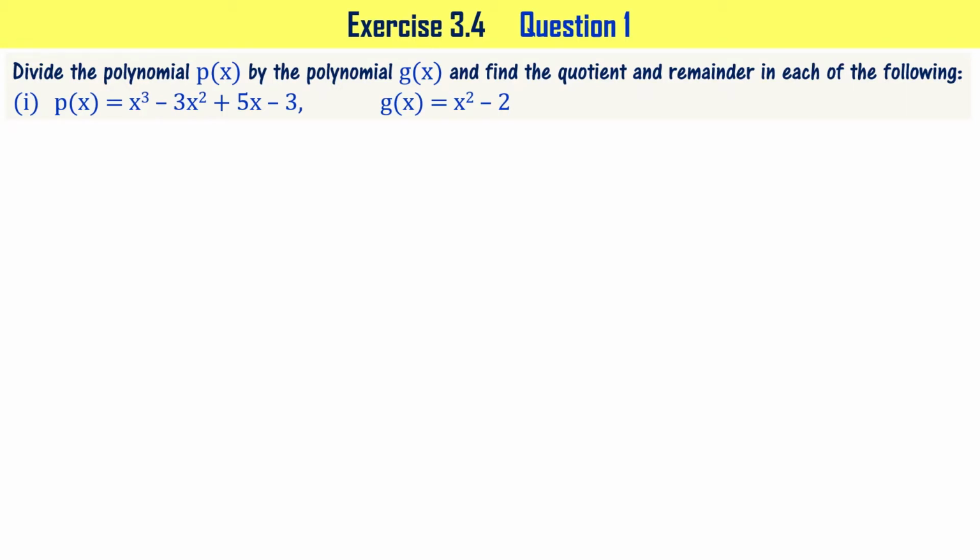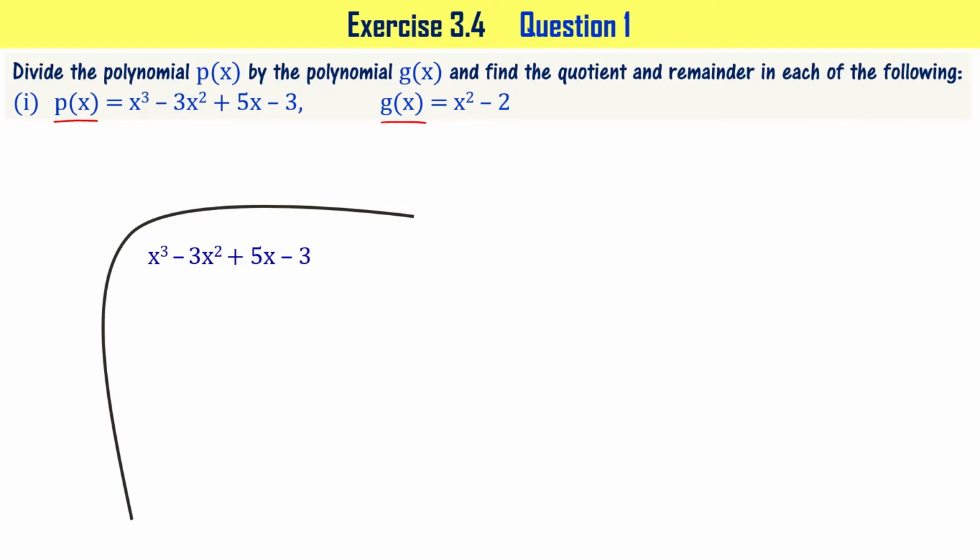that is p of x equal to x cube minus 3x square plus 5x minus 3, and g of x is x square minus 2. In this case, p of x is called the dividend and g of x is called the divisor. To divide, let's first write p of x and draw a line as shown here, and write g of x, which is the divisor, on the other side of the line.